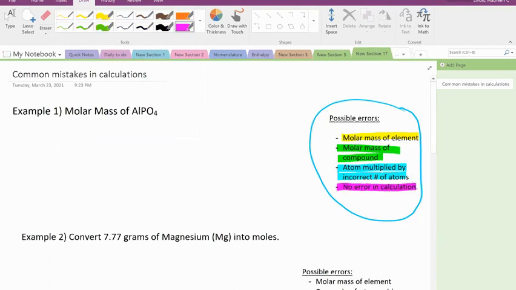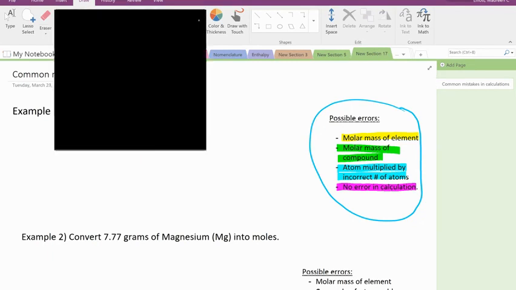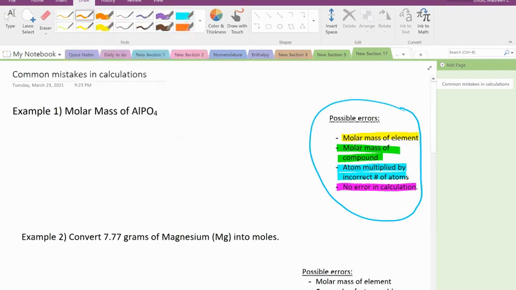in the calculation. So we're going to go through and do an example together so you can work through these questions in your practice quiz. All right, so I've got 3 elements here. I have aluminum, I have phosphorus, and I have oxygen. But what I need to remember about my oxygen is that there's actually 4 moles of oxygen. So whatever value I have for oxygen, I'm going to need to multiply it by a 4.